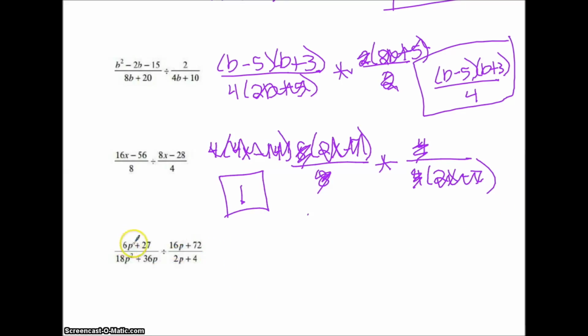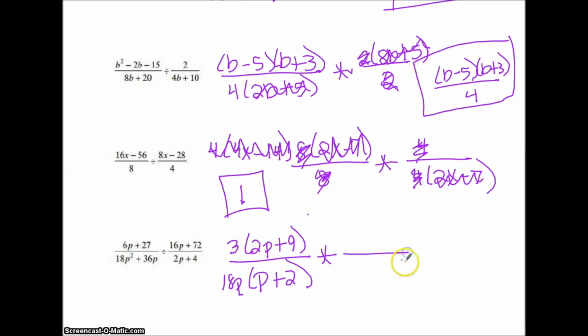Last one, 6 and 27 will both divide by 3. Leaves me 2p plus 9 over, we have a p and an 18 in common, and it leaves me p plus 2. Change to multiplication. 2p plus 4 comes to the top, and I'm going to pull a 2 out, leaves me p plus 2.